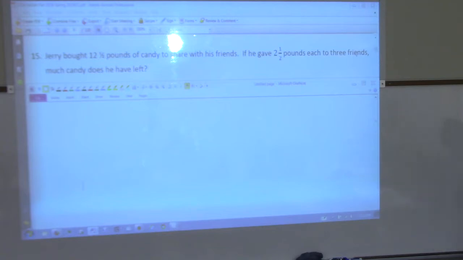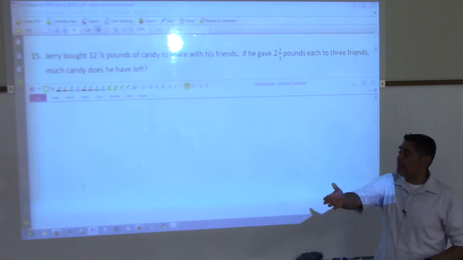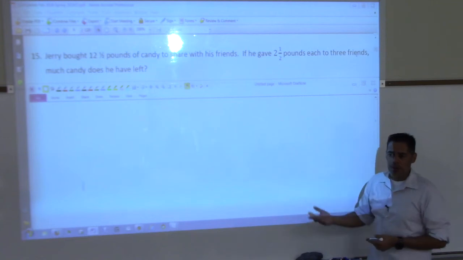Any ideas? What's 2 1/2 times 3? Okay, so you're saying he's got 12.5 pounds of candy. He's got 3 friends. He's given them each 2.5 pounds. So you're going to go after how much did he give away first, right? So you took the 2.5, you want to multiply that times 3.